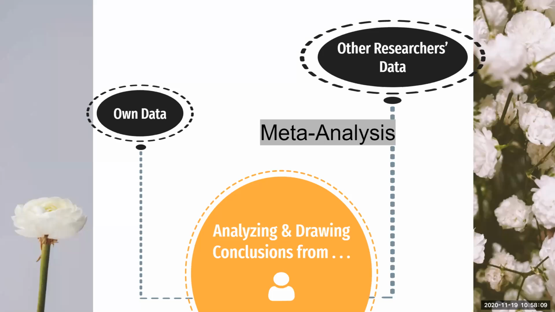Now, going on to a different approach, there's another option which we call a meta-analysis. Sometimes, rather than analyzing and drawing conclusions from our own data that we collected, we can instead analyze and draw conclusions from other researchers' statistical analyses. This is what we call a meta-analysis. And I myself can apply it by researching, say, other clinical facilities' conditions that were already published.